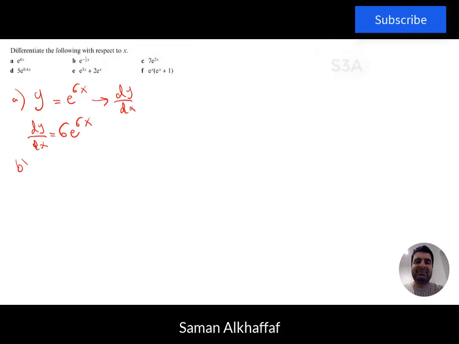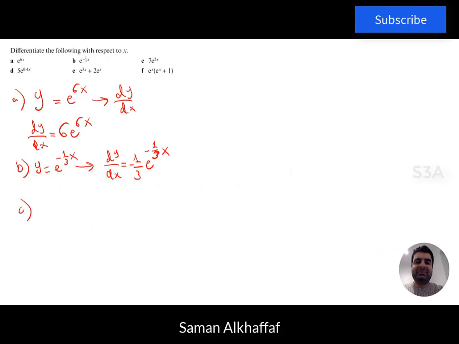For part B, we have y is e to the power of minus a third x, and we need to find dy over dx, which in this scenario will be minus a third e to the power of minus a third x, and this will be our answer for part B.